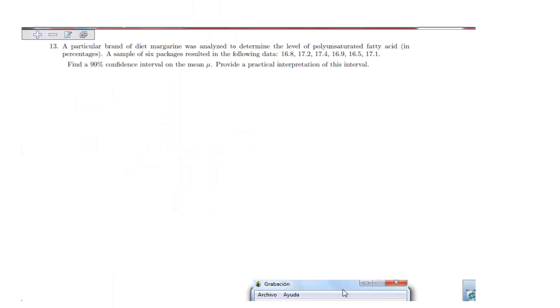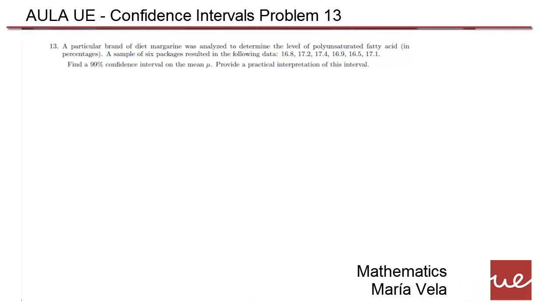Today we are going to see an example on how to solve a problem related to confidence interval. We are given the following problem: a particular brand of diet margarine was analyzed to determine the level of polyunsaturated fatty acid. A sample of 6 packages resulted in the following data, and we are required to compute a 99% confidence interval on the population mean.